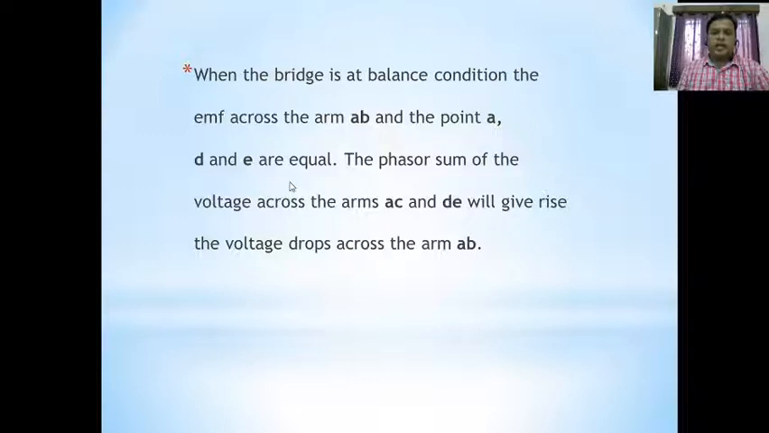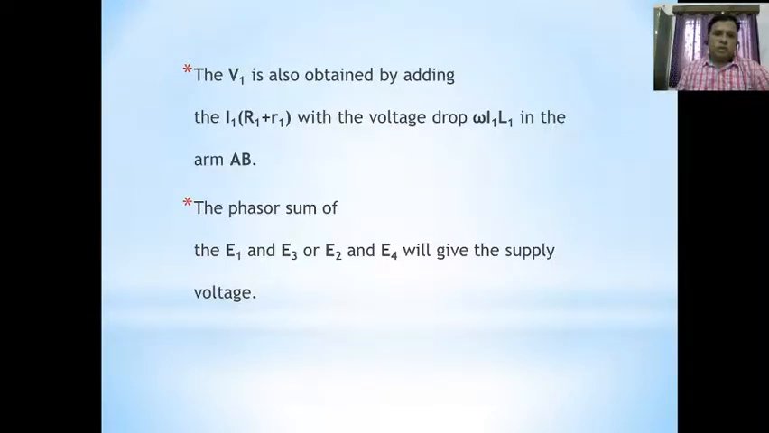So the three points A, D, E have EMF across arm AB equal. The phasor sum of the voltage across the arms AC and DE will give rise to the voltage drop across the arm AB. So we are also calculating the voltages. Please write: the voltage drop across AB is given as the phasor sum of the voltages across arms AC and DE. Now V1 is also obtained by adding I1 into R1 plus small r1 with the voltage drop omega I1 L1 in the arm AB.